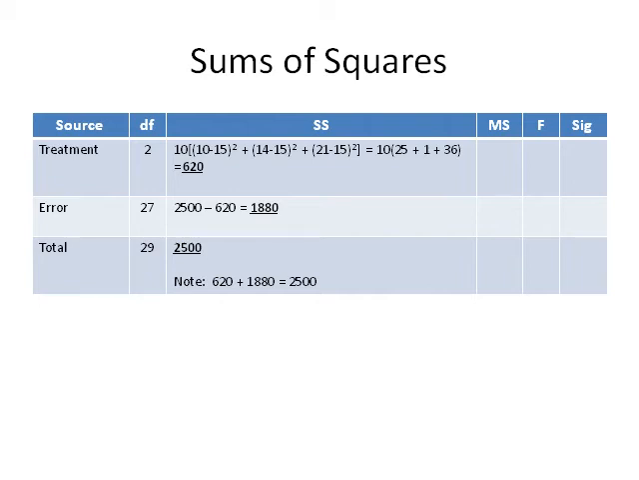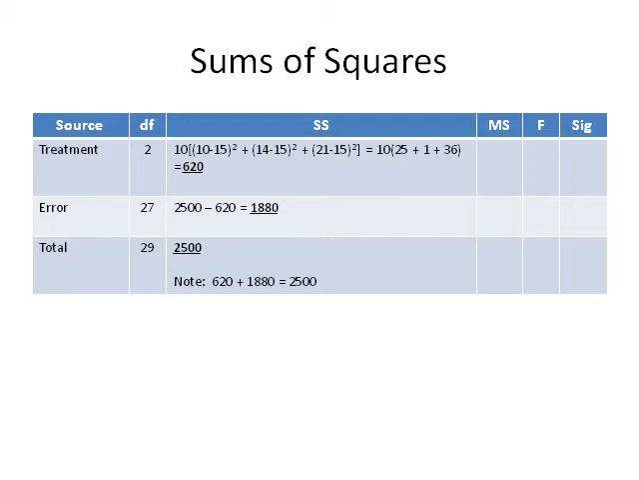Using the formula from the slide in the previous class, we find sums of squares treatment is equal to 620. We multiply 10, or the size for each group, times the sum of the deviations squared for each mean minus the grand mean. We sum all those up and we get 620.